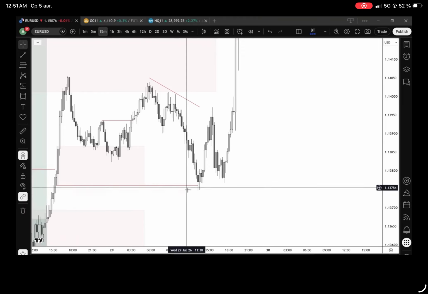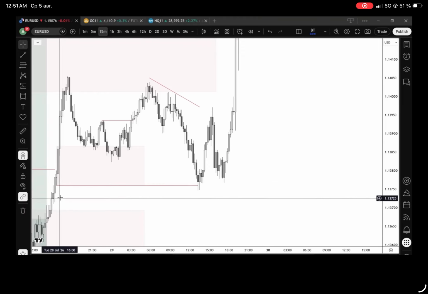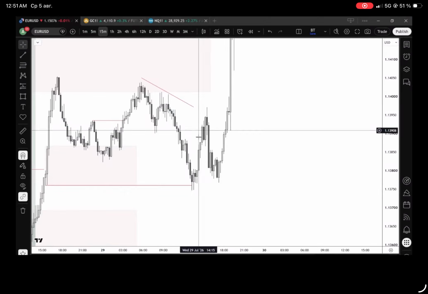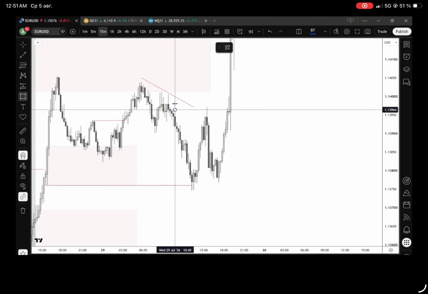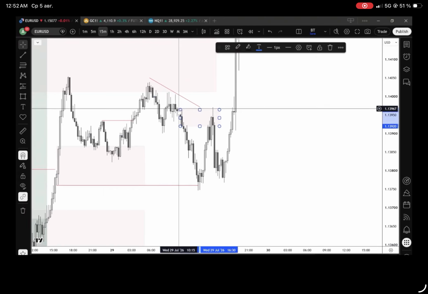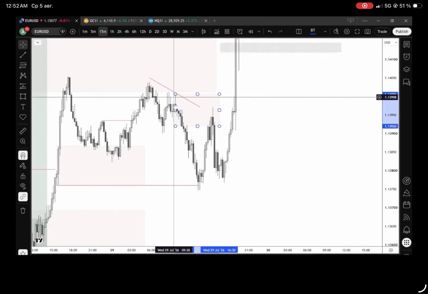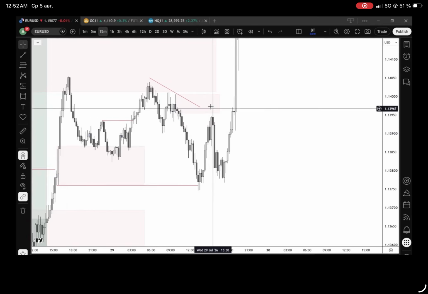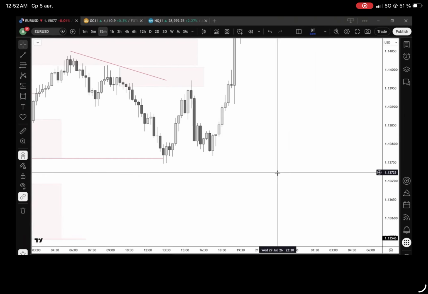Okay, now am I going to take an entry here? No, because we don't have a direct LB. So what do I wait for? I wait for that reaction. Look how buyers get induced. Okay, we come into this area, we wait for that reaction. Okay, so this whole area we can mark out. Okay, we wait for that reaction down. Okay, look at this LB we have formed.